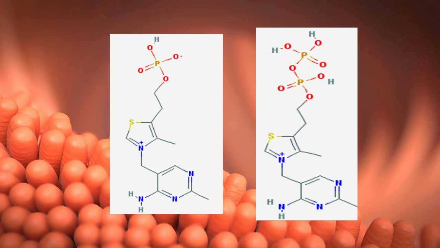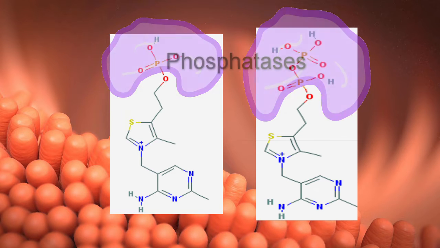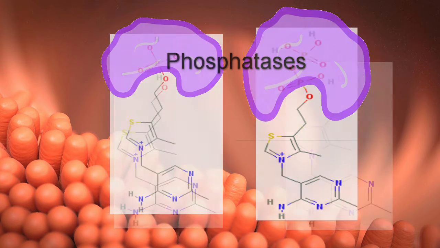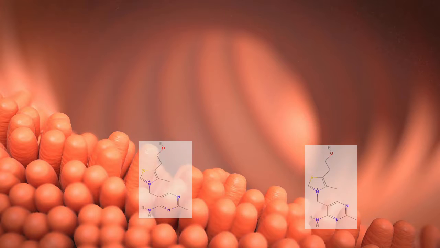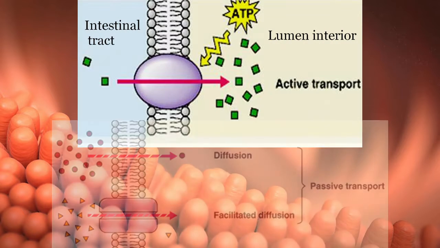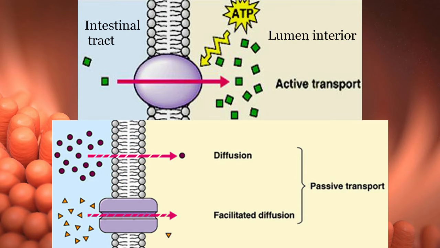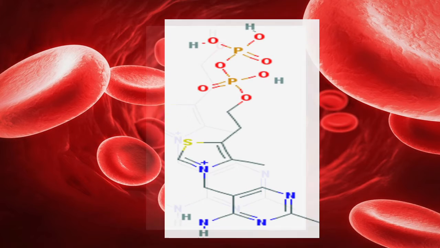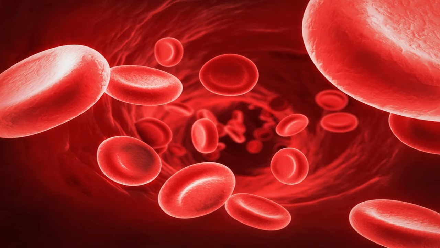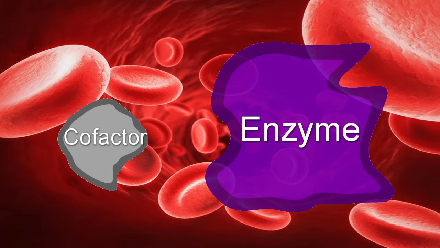Good thing for us, our body cleaves the thiamine free of their phosphate friends with the help of phosphatases found in the intestines. The free thiamine is now absorbed into the lumen via active transport, or through passive transport if there is a high enough amount present in the body. Once in the body, the thiamine is reconverted to thiamine diphosphate, the most common and biologically active form of vitamin B1. Its job is to act as a cofactor for enzymes.